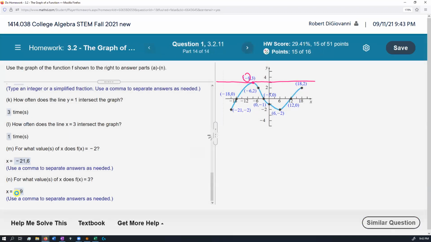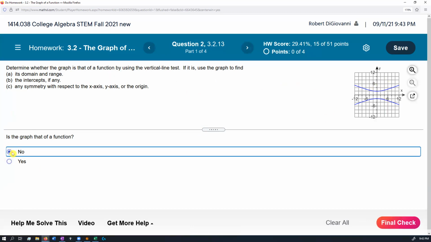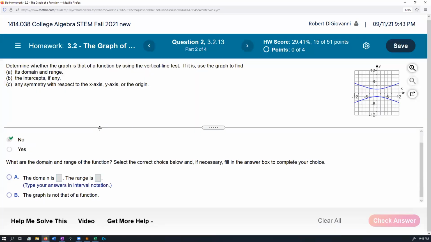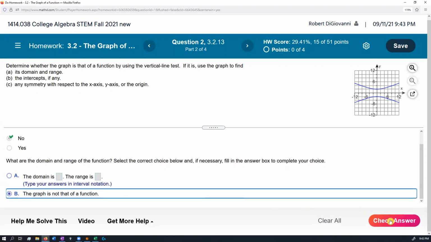All right, next question. Clear this. Okay, determine whether the graph is that of a function by using the vertical line test. So is it? No, it fails the vertical line test. Okay, what are the domain? The graph isn't a function, so I can't talk about domain or range.